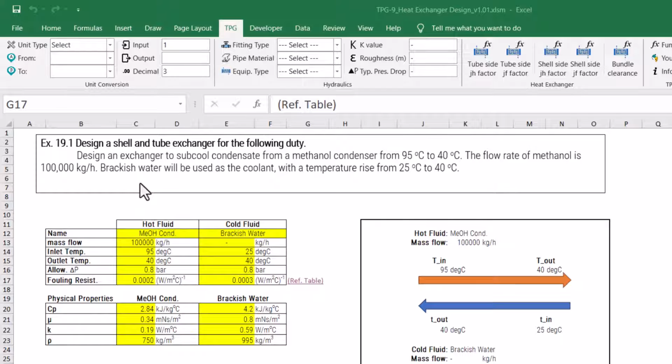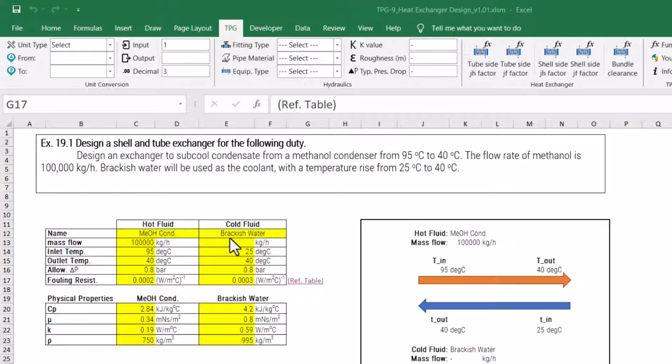As any good practice, we need to start with a summary of the inputs that are already available with us. So we have prepared a table of hot fluid and cold fluid. The hot fluid is methanol condensate, and the cold fluid is brackish water. The mass flow rate, inlet temperature, and outlet temperature are known. The allowable pressure drop is not given to us, but we need some reasonable number, because in heat exchanger design this is a very important aspect: how much pressure drop we can tolerate on any side, shell side or tube side. So for the hot fluid, methanol condensate, we are taking an allowable pressure drop of 0.8 bar.